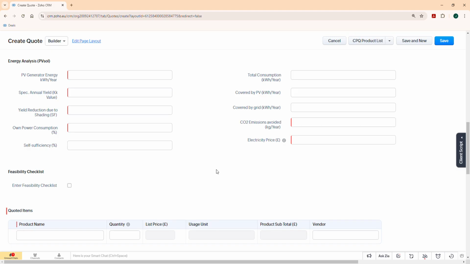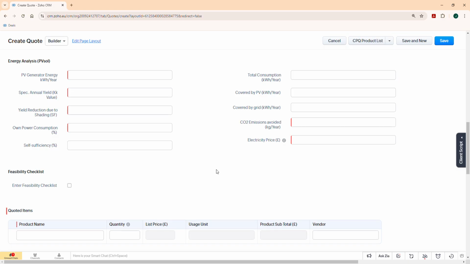Okay, so hello again. What we're going to look at in this video is the energy analysis, i.e. the PV Sol outputs that we're going to add into this quote. What you have here, again, we're just going to focus on this one single section. So it's an energy analysis, brackets PV Sol. That's the important bit here.